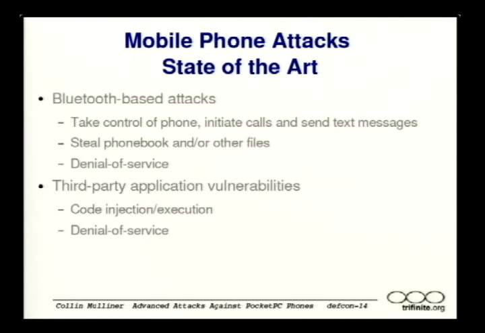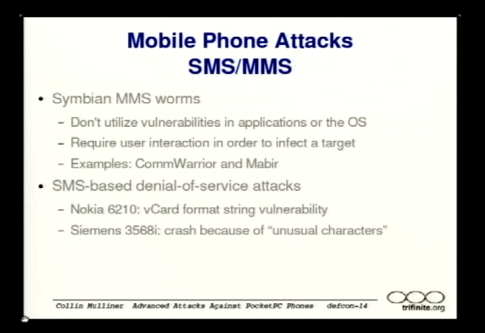So right now, the basic attacks against mobile phones are either Bluetooth-based attacks, where you just take control over the phone using some logic errors, where you can steal phone books or use it to do denial of service attacks, or you attack third-party applications, do some code injection, some denial of service, or if you go to SMS, MMS, we have these MMS worms for Symbian, which don't really utilize real vulnerabilities. It's more like, let's see if the user is actually dumb enough to run this Trojan. And some common examples are the Comwar or the Mabir worms.